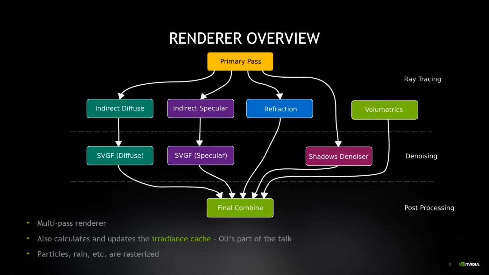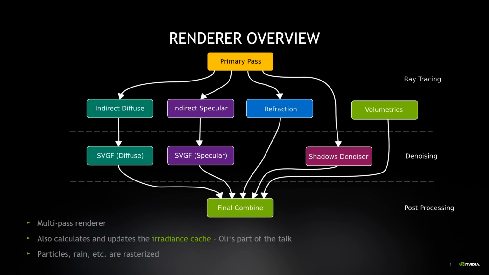So first, let's take a look at the diagram of how Minecraft RTX renderer is organized. It is a multipass renderer, and if I simplify, we essentially calculate each BRDF in a separate pass and combine results in a special final combined pass at the end of the frame. At the beginning of the frame, we have a primary pass that resolves the visibility of primary surfaces, for which we also use ray tracing, although a rasterization pass would be possible.